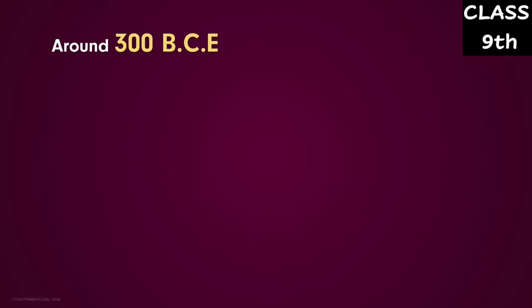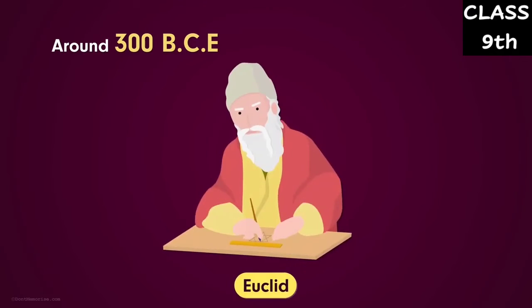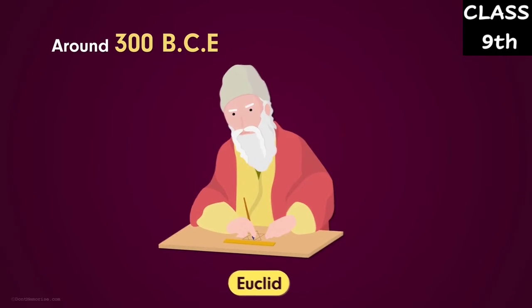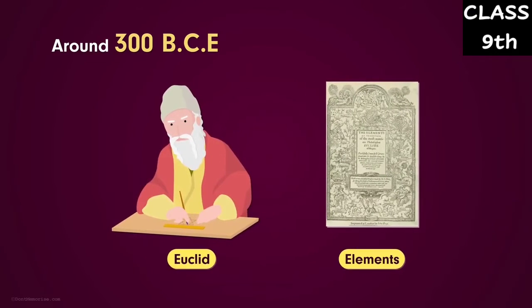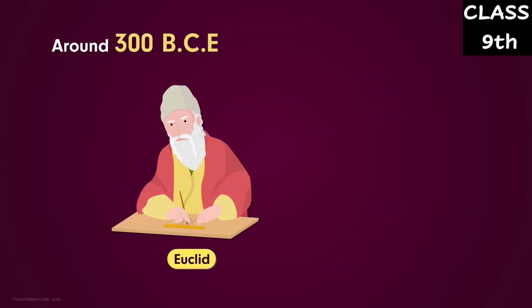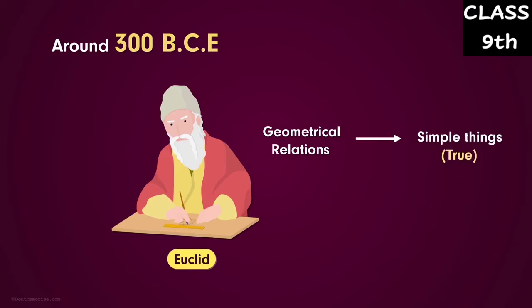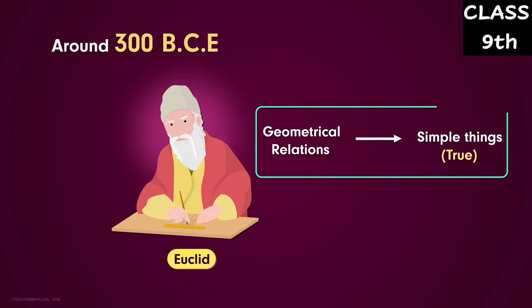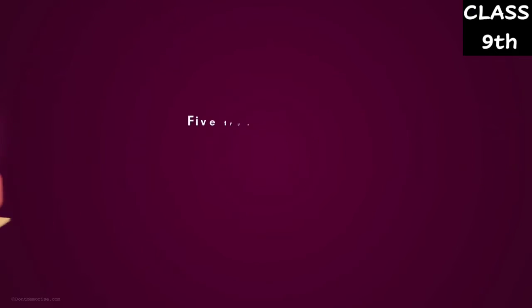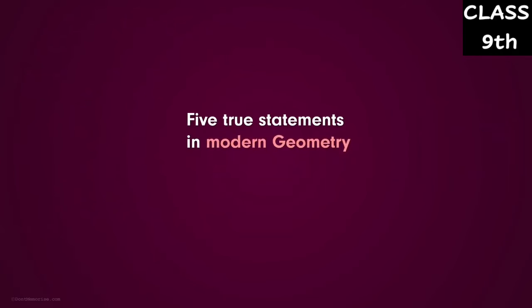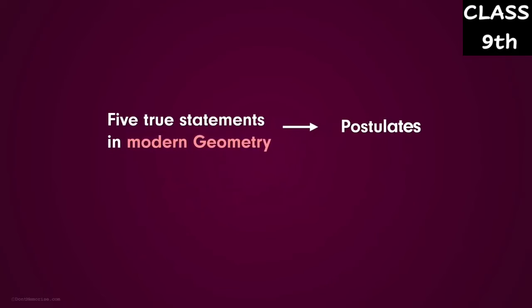Around 300 BCE, the Greek mathematician Euclid combined all the knowledge of geometry known at that time in a set of 13 books called Elements. One interesting thing Euclid did was that he set out to prove that the geometrical relations known at that time follow logically from some simple things we know intuitively to be true. Euclid showed that the knowledge of geometry can be proven by just assuming some things to be true. These 5 true statements form the base of all modern geometry. He called these true statements or facts postulates.